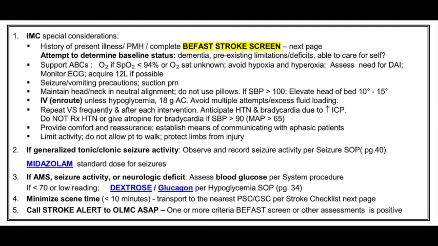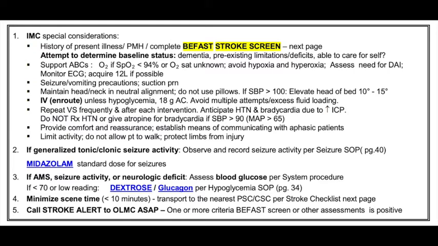We're going to support their ABCs. We're going to want to give them oxygen if their SpO2 is less than 94%. However, we don't want to over-oxygenate our patients. For any stroke patient, hypoxia is a critical thing. We do not want it to get low.